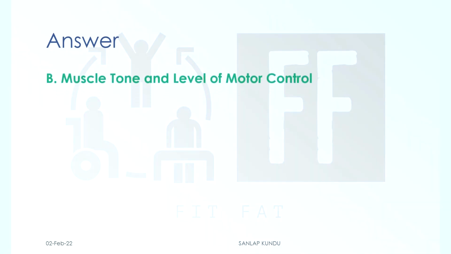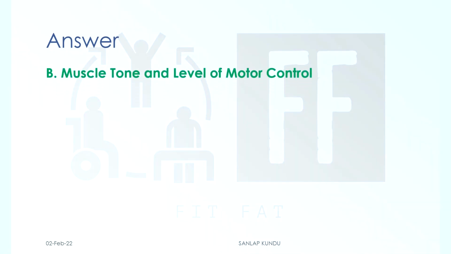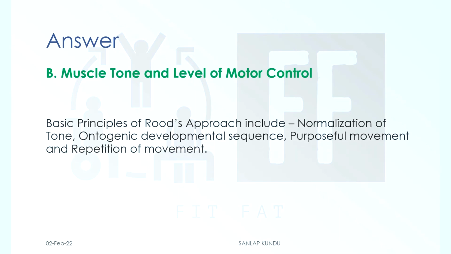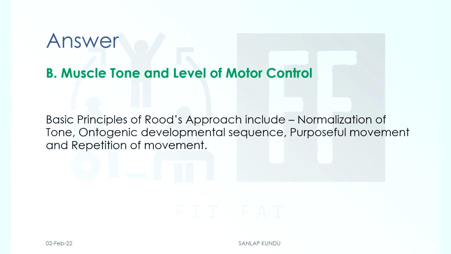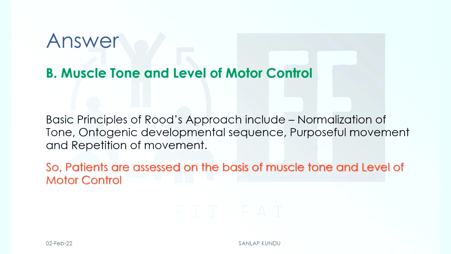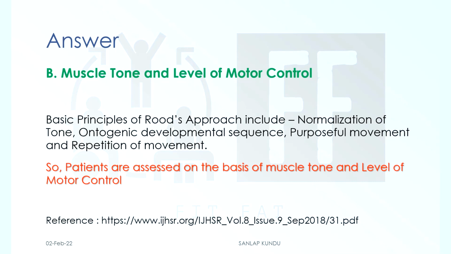In my opinion, the correct answer is option B, that is muscle tone and level of motor control. Basic principles of Rood's approach include normalization of tone, ontogenic developmental sequence, purposeful movement and repetition of movement. So patients are assessed on the basis of muscle tone and level of motor control. To know more about this, I have already given a link in the description box below. Please check that out.